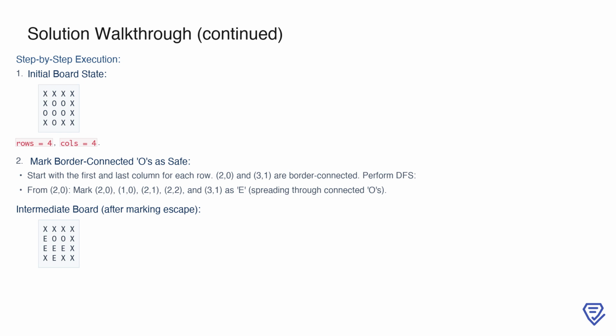The first task is to identify and mark any border-connected O's as safe. Analyzing the first and last columns, we discover border-connected O's at positions 2-0 and 3-1. Using depth-first search, we mark these O's as E and spread through their connections, marking 1-0, 2-1, and 2-2 as well. The intermediate board now shows these escape paths clearly marked, while the remaining O's are untouched.